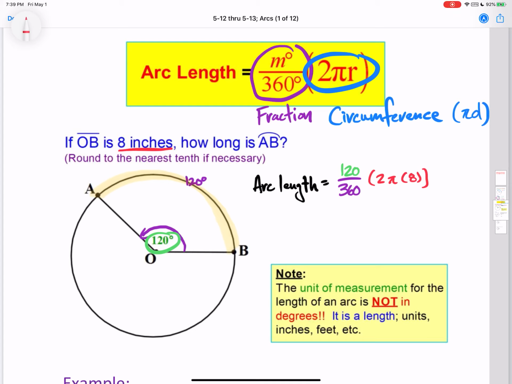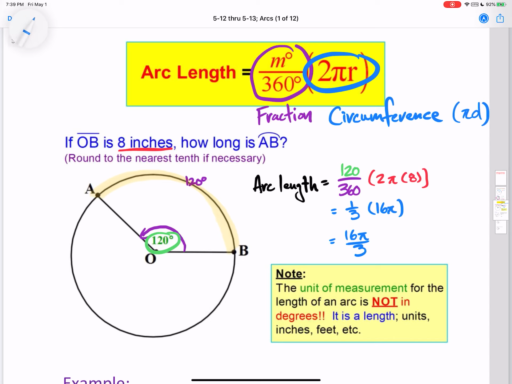Now, if we went ahead and did the math here, we know that 120 over 360, if you simplify that, turns out to be 1/3. So now we got 1/3, and 2 times pi times 8 is going to be 16 pi. And if we were to write this out in terms of pi, our answer would be 16 pi over 3. Okay, so that's in terms of pi.